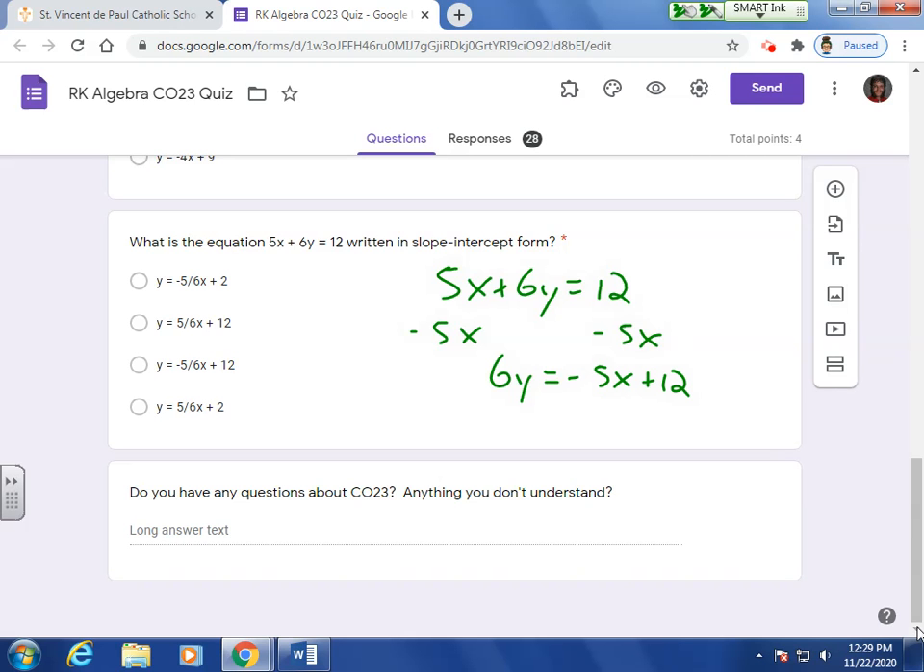We can't combine 12 and negative 5x, so we write it negative 5x plus 12. Divide both sides by 6, which again, I'm going to write the parentheses way here. We're dividing everything on that right side by 6, both the negative 5 and that positive 12.